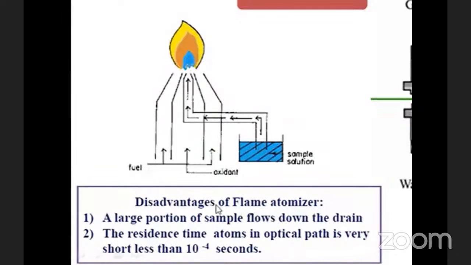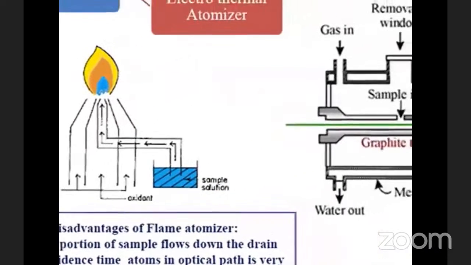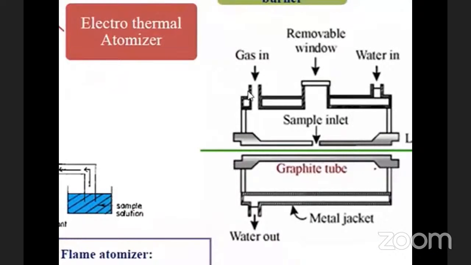As we know, there are several disadvantages of this flame atomizer. In case of laminar flow burner, the sensitivity of a flame atomizer is less, as a large amount of sample is drained off and hence does not reach the flame. And in case of total consumption burner, turbulent flame is produced due to the formation of larger droplets. These are the main drawbacks of these flame atomizers. So to overcome these drawbacks, this electrothermal atomizer can be used.